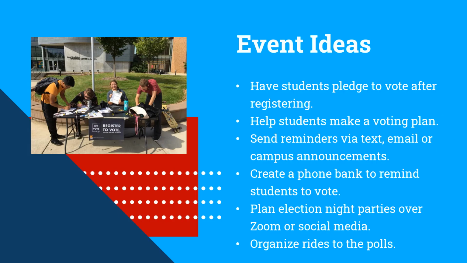GOTV events can take many different forms. Before Election Day, you can have students pledge to vote and create plans for how to get to the polls. On Election Day, you can send out reminders through text, email, and Canvas announcements. You can also create a phone bank to spread awareness and remind students to vote, and organize rides to the polls to help students make it there. On election night, you can host parties watching the results over Zoom or social media.